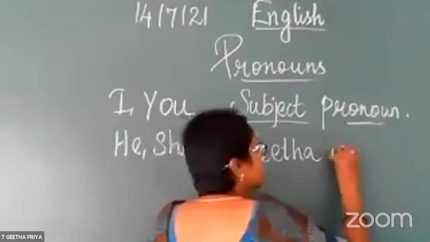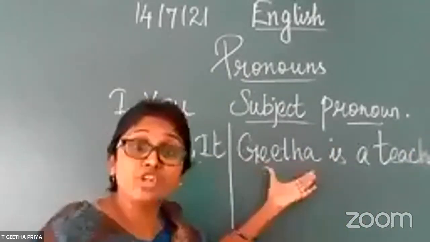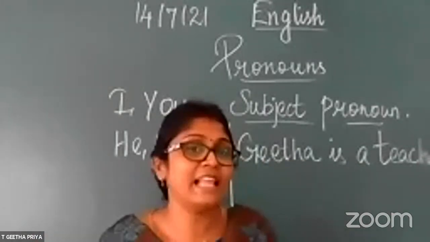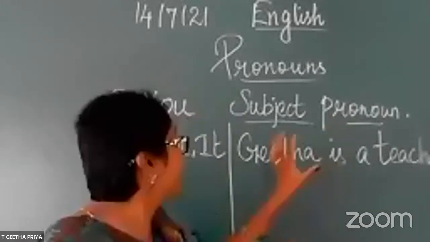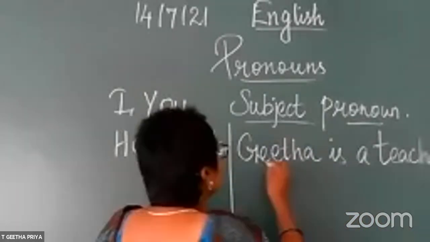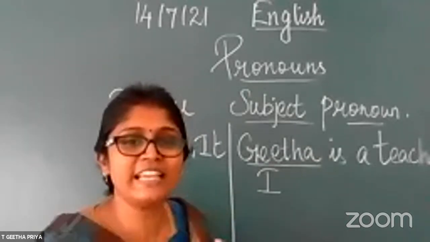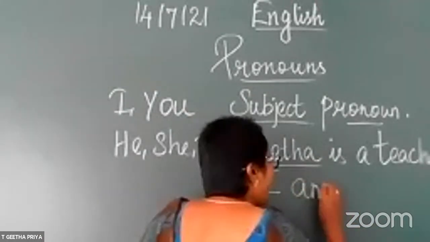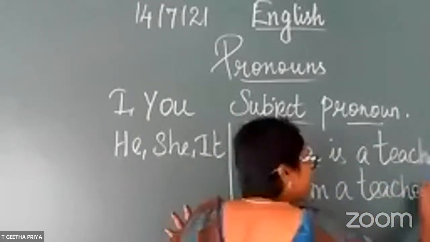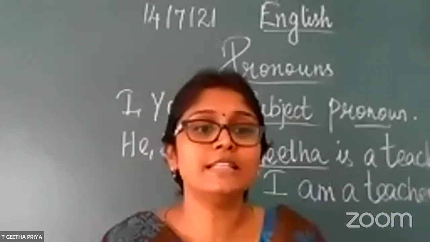A teacher. Okay, Geetha is a teacher. Here, I am talking about myself. So, I'm going to replace this naming word with the pronoun. Okay. Ma'am, she's a teacher, ma'am. I am a teacher. I am a teacher. Very good, children.